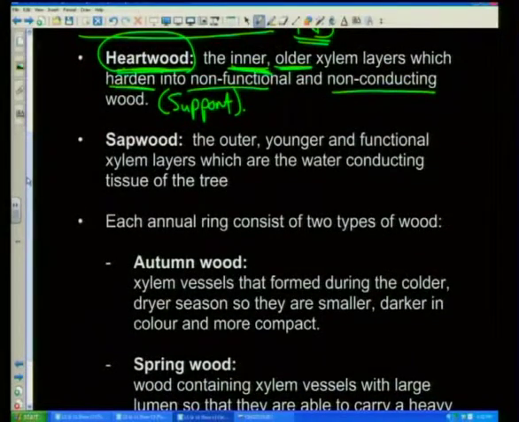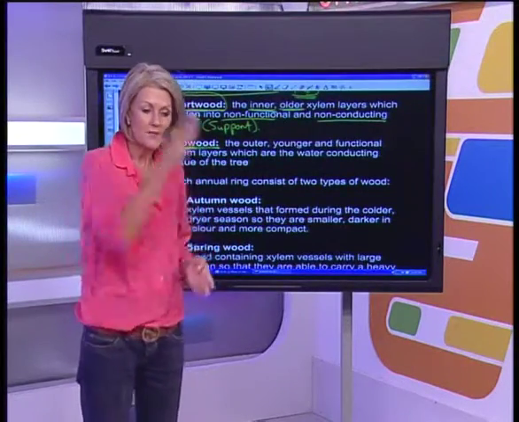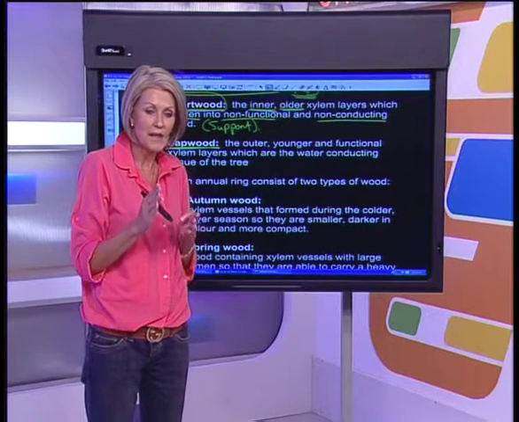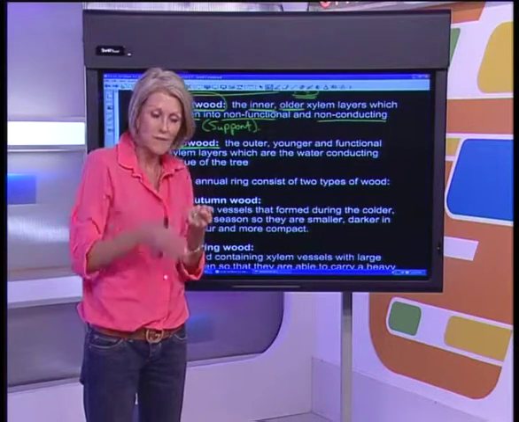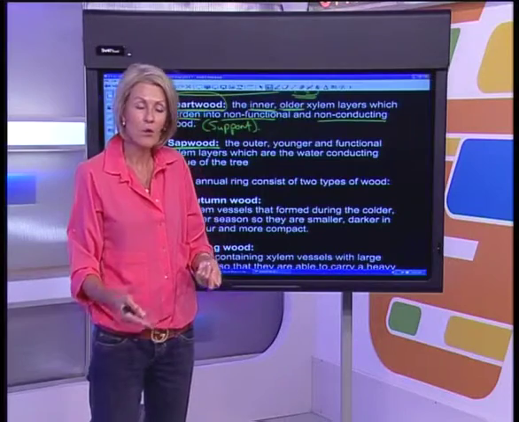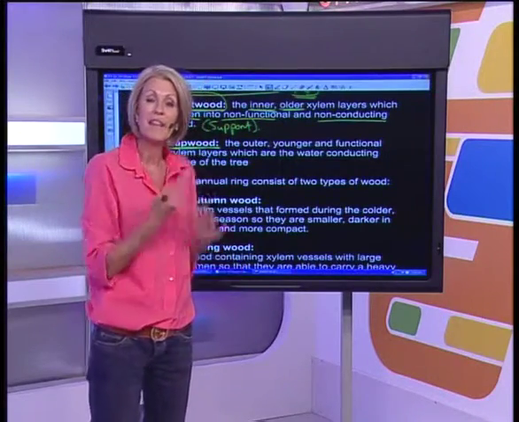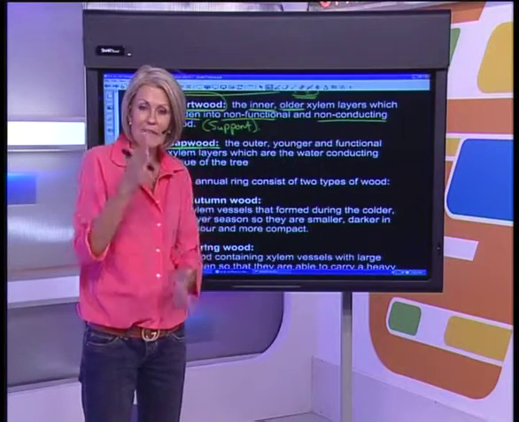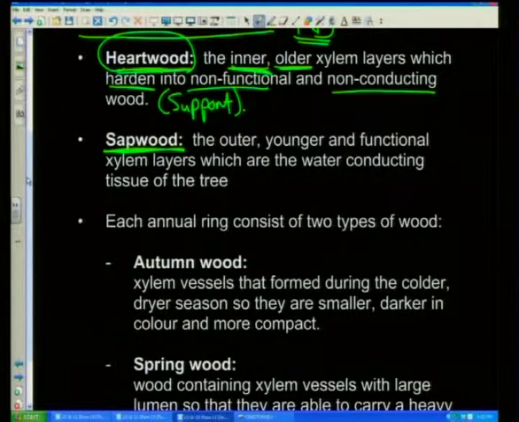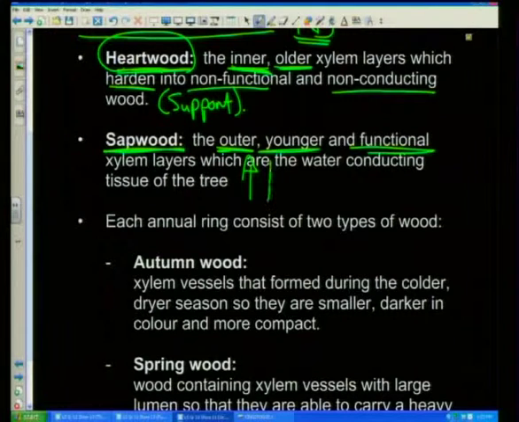we then get, so there are two types of wood. Heartwood is on the inside, and sapwood. Okay, now, sap is your water plus nutrients that travels up and down a plant. So sap will be carried by the phloem, but your water and nutrients, or mineral salts, from the roots is going to be carried up via the xylem. So it's your functioning xylem tissue that we are looking at when we look at the sapwood. Okay, heartwood, the inside, it's not working anymore, it's the oldest part and it's non-conducting. Sapwood is the outer, younger, and functional xylem. And what is its job? It's to carry water and mineral salts up that tree.